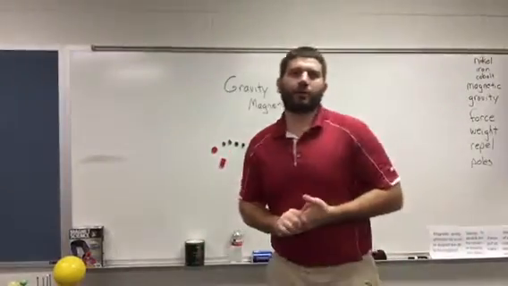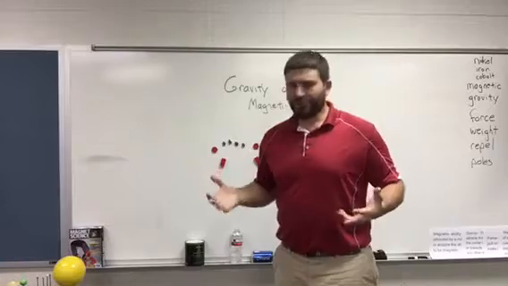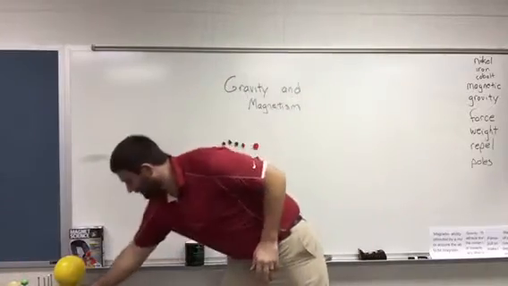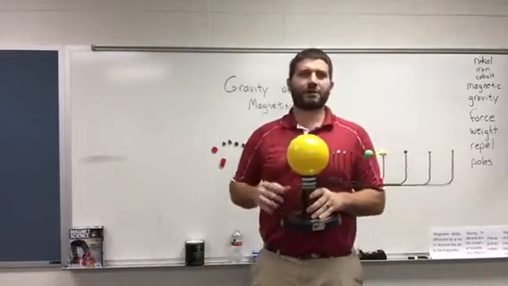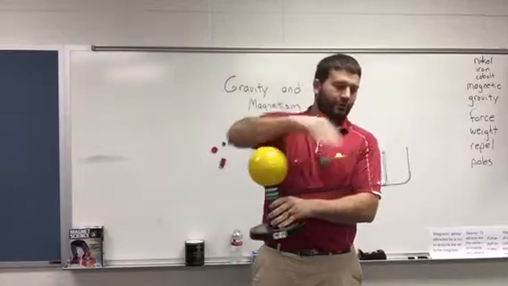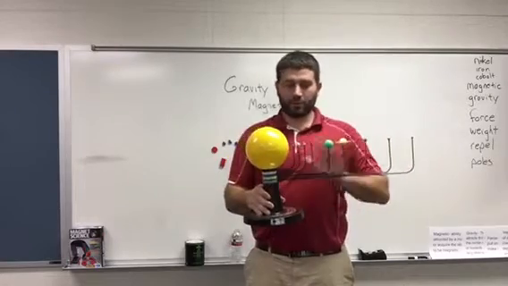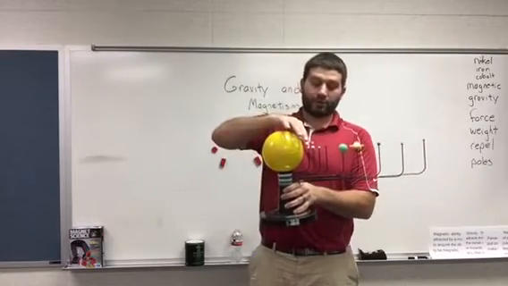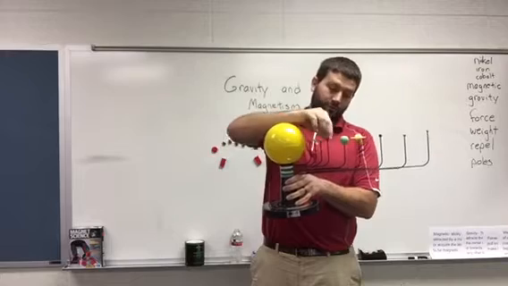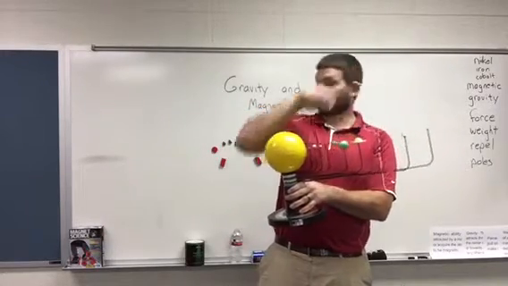All right, class. Today we're going to be working on gravity and magnetism. Now, when you think about gravity, one of the biggest things that you probably think about is the solar system. And so we have a model here. We have the sun and the 9 planets. Now, technically Pluto's no longer a planet, but we'll get into that later. So you have Mercury, Venus, Earth, Mars, Jupiter, Saturn, Uranus, Neptune, Pluto.